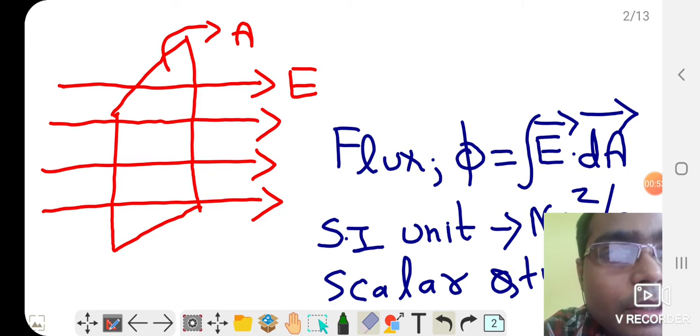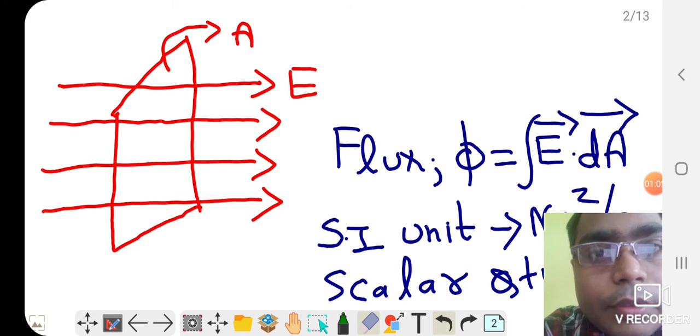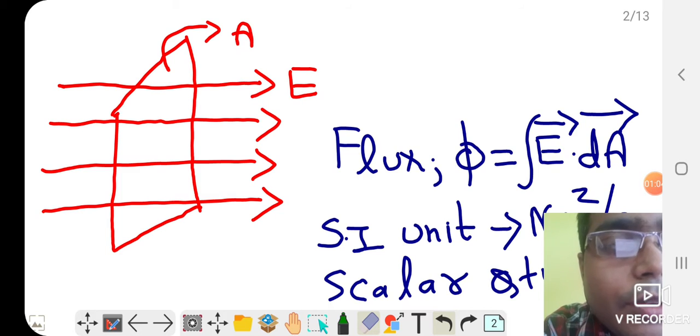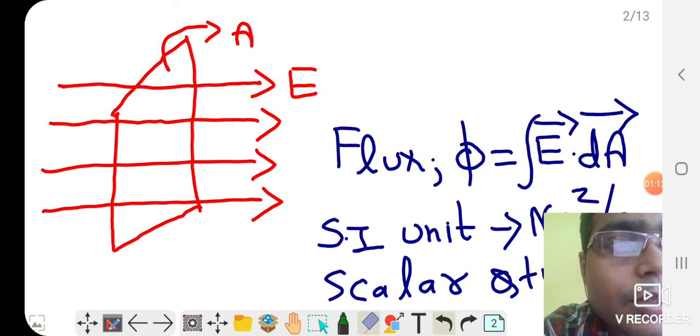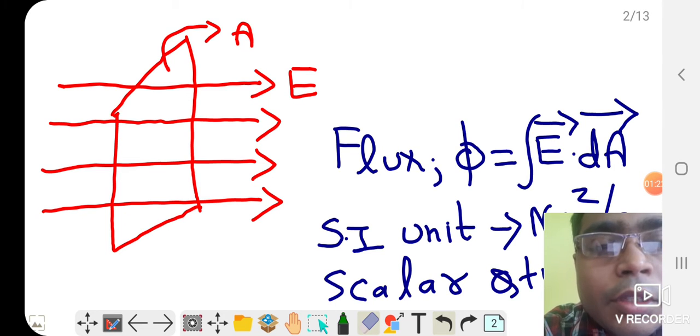So how do we write the electric flux? It is given by phi, the symbol of flux, and it is written as integration E dot dA. So this integration represents the total flux over the whole area of the surface. So the flux is denoted by the symbol phi, and the expression of flux is given by electric field dot dA. Now area is a vector quantity.